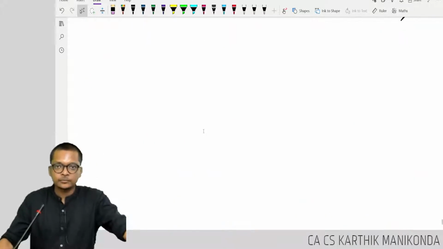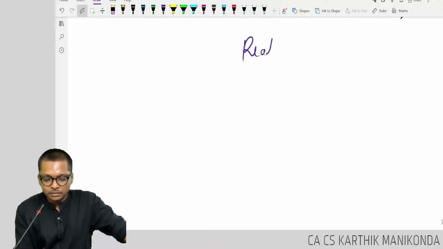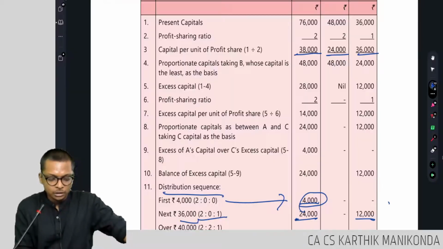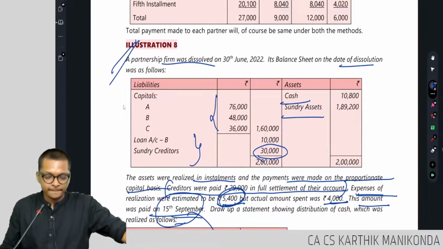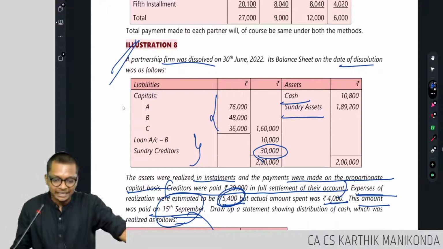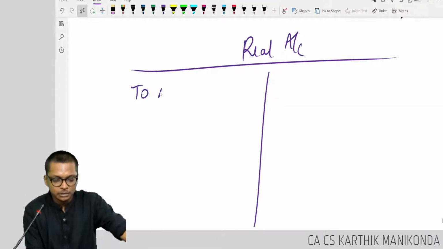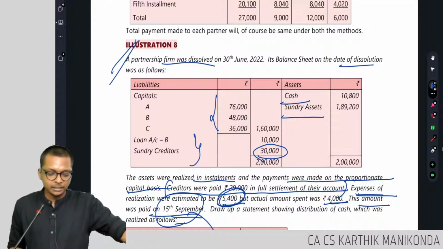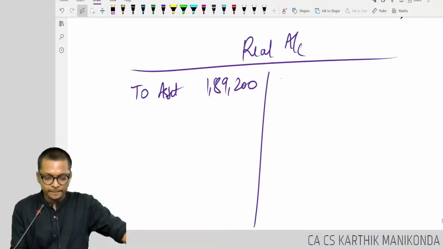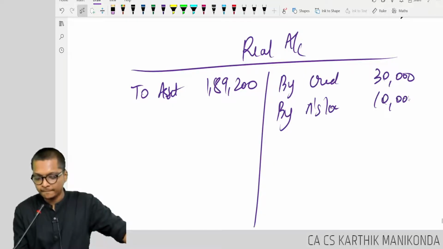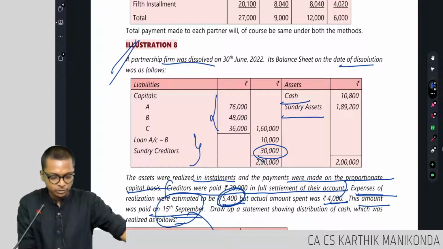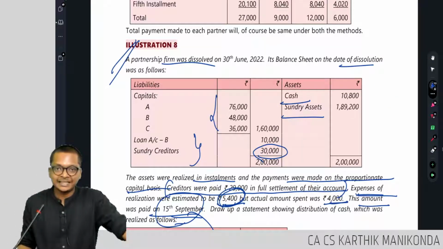Now same sum, if you solve in normal method, will you get the same answer? Can we quickly try that? I will just prepare only the realization account. Go to the question, look at this. First I am transferring sundry assets. How much? 1,89,200. Liability I am transferring: by creditors, by B's loan 10,000.